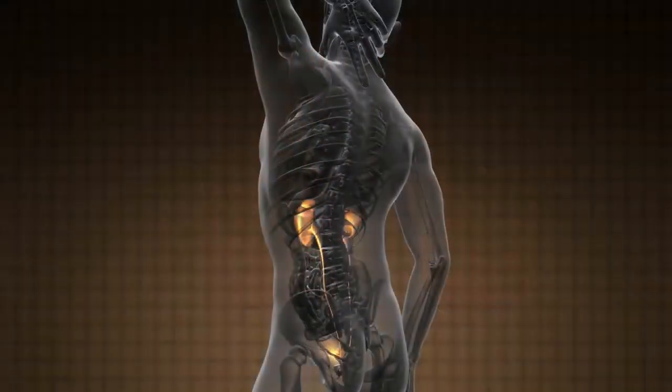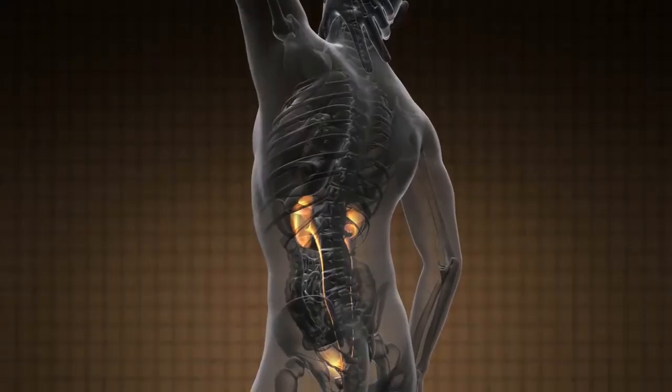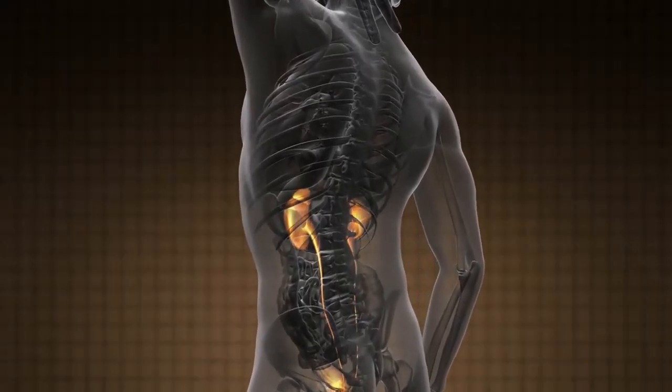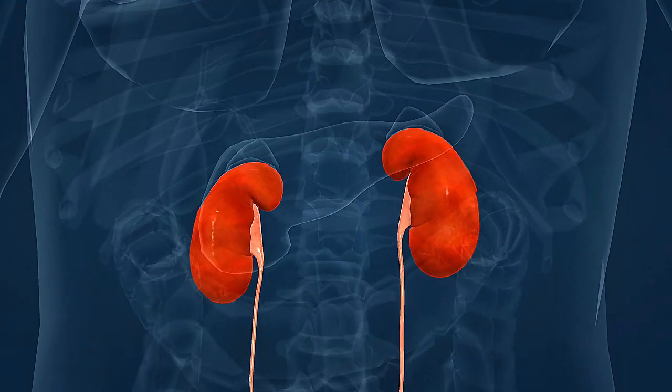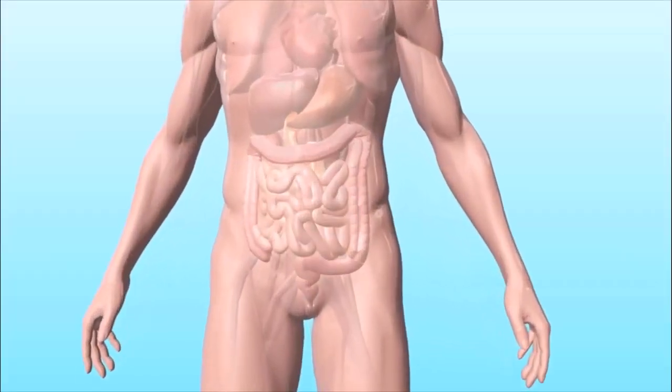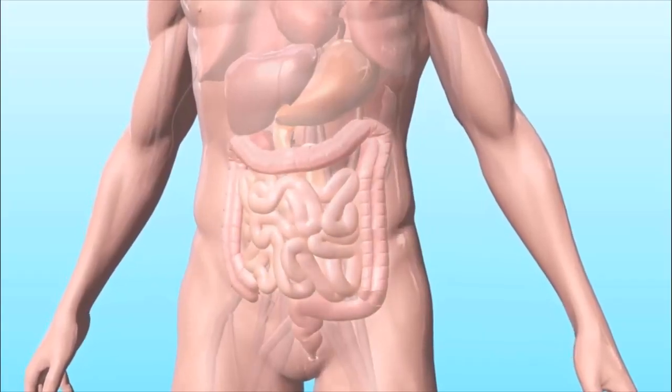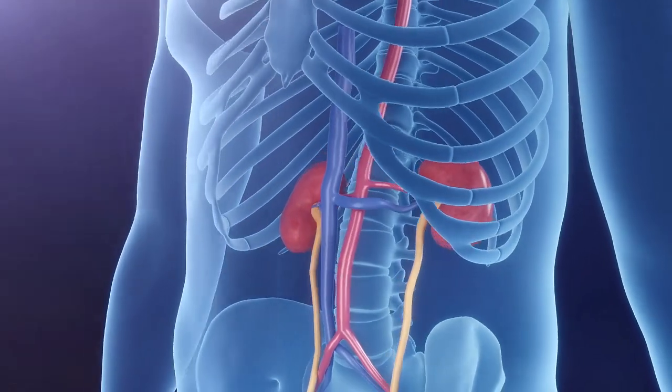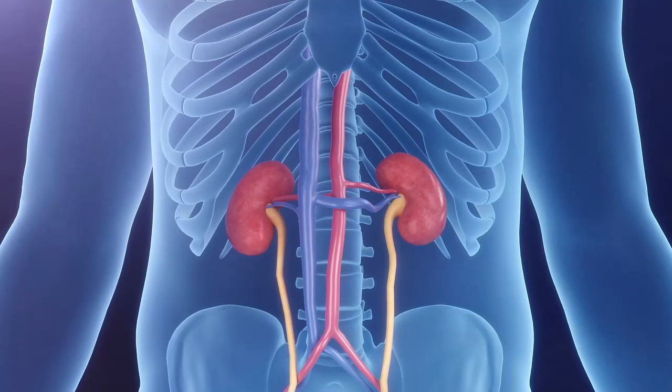The kidneys lie against the posterior abdominal wall at the level of the vertebrae T12 through L3. The right kidney is slightly lower than the left. This is because of the space occupied by the large right lobe of the liver located just above it. Rib 12 crosses the approximate middle of the left kidney.